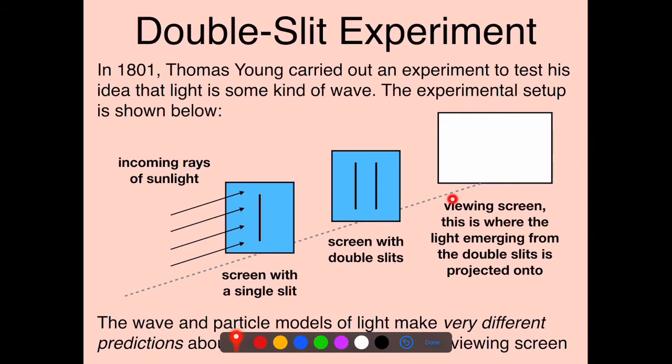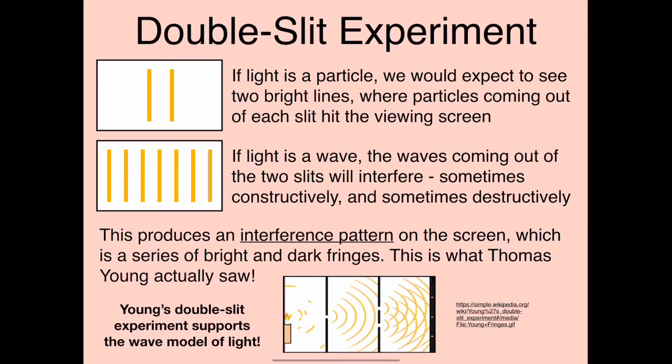Okay, so this is where we just take a look at what the light looks like when it comes out of the double slits. Now, the reason we want to know what happens at the viewing screen is that the wave model and the particle models of light make very different predictions about what should appear on the viewing screen. And so let's get into that.